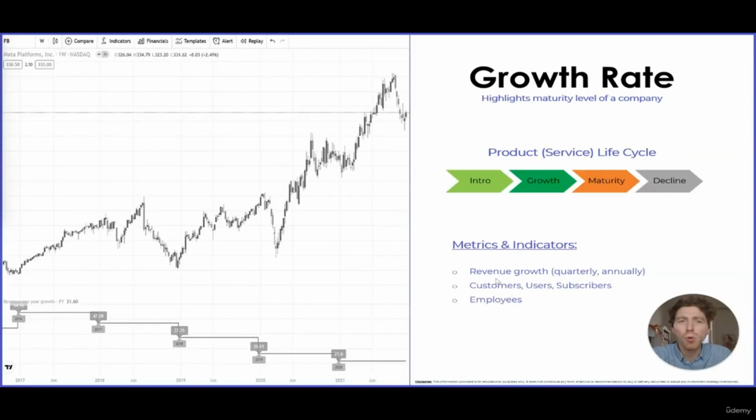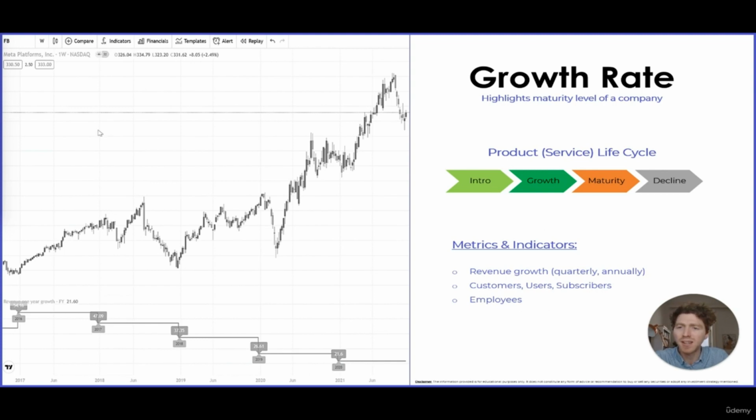Let's talk about the growth rate. The growth rate highlights the maturity level of a company. So for every product or service, you can come up with a product or service life cycle. This is made up of 4 stages: the introduction of the product, the growth, the maturity, and the decline. So a product gets introduced, it's growing, it reaches a certain maturity level, and then the decline starts. There are important metrics and indicators like the revenue growth on a quarterly or annual basis, the growth of customers, users, and subscribers, and also whether the company hires more people or, on the contrary, people are leaving the company.